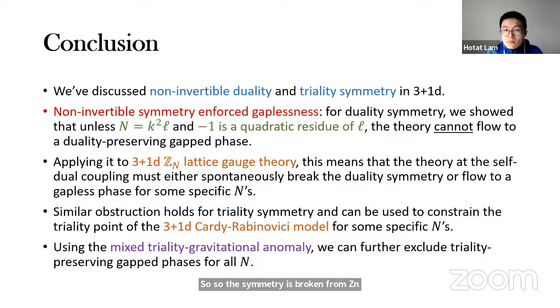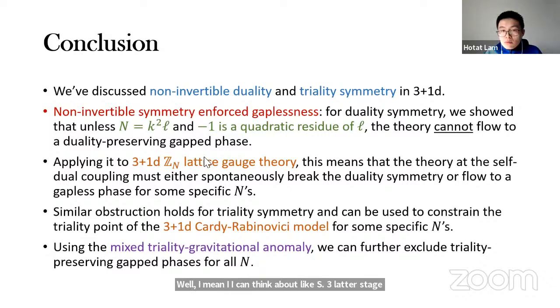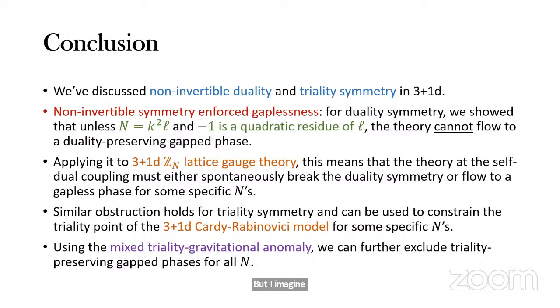Right. Yeah, but my question was, how do I say this? The cases that you're ruling out are still associated to Zn, right? The symmetry is Zn. For example, are you asking whether there's a Zn symmetry always in the theory? Well, I can think about, like, S3 lattice gauge theory, right? Yes. But I imagine, how do I apply your argument to that case?